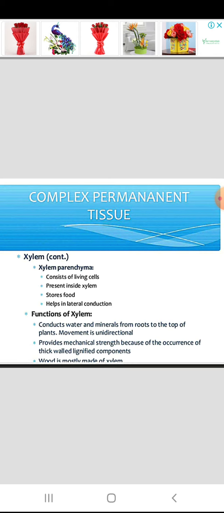Students, so we already know that xylem conducts water and minerals from root to the top of plants. Movement is unidirectional, means in a single way. It provides mechanical strength because of the occurrence of thick walled lignified components. Wood is mostly made up of xylem.